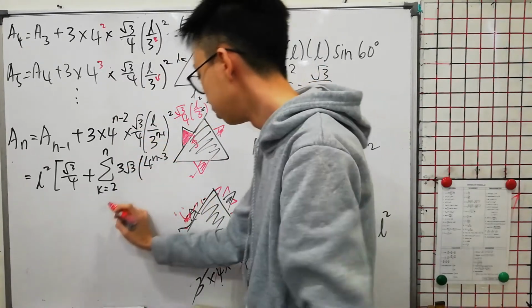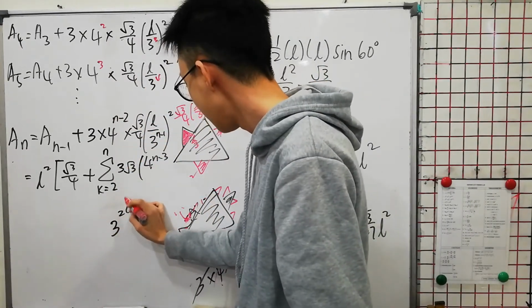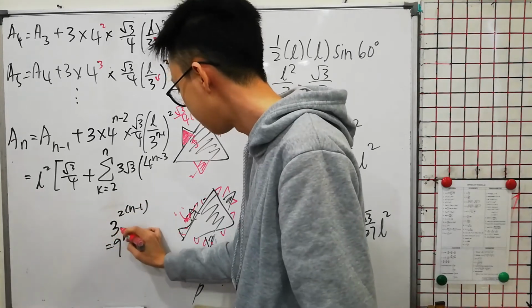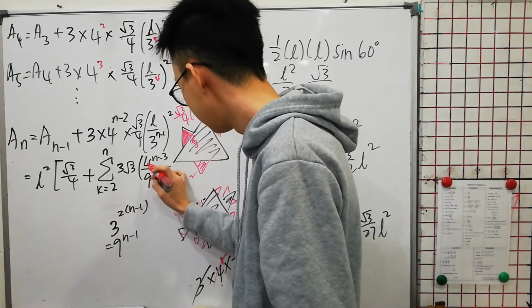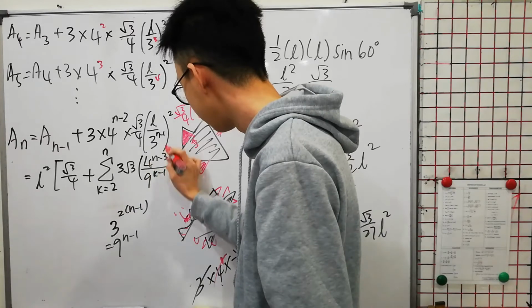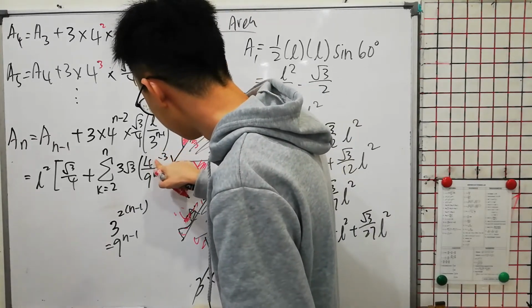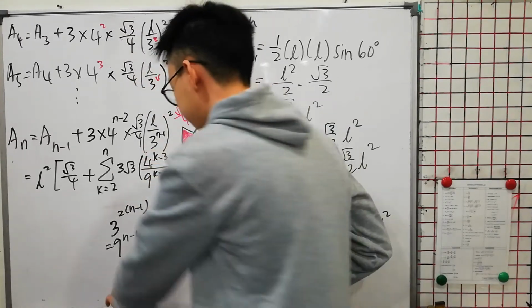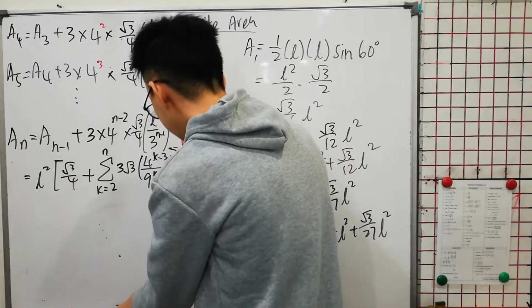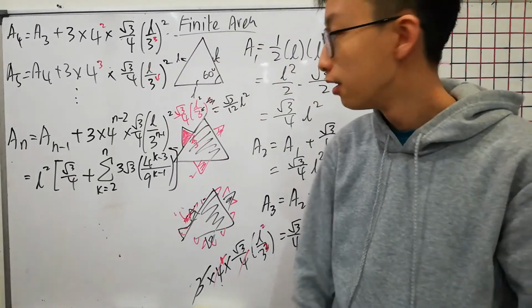Then this is a 3 square n minus 1, which is 9 to the n minus 1 over 9. Oh, sorry, it should be a k minus 1. Okay, sorry, this should be a k. So this is the a_n that we have.